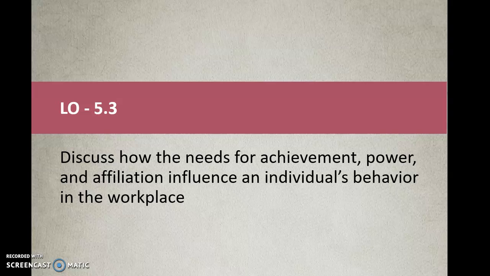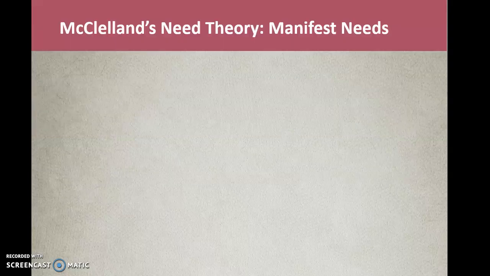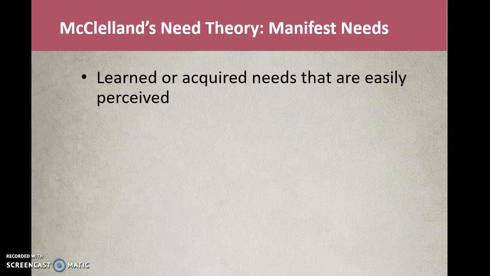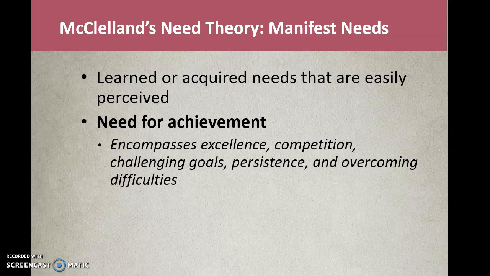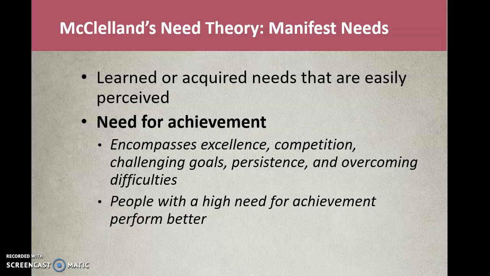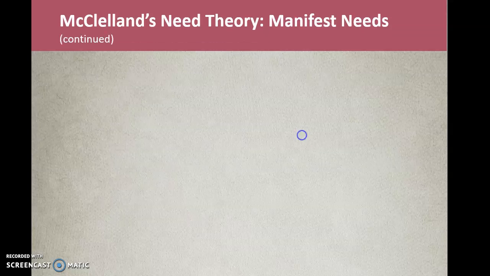But the one I really like, the next one that we're going to move into, is the need for achievement, power, and affiliation influencing the individual's behavior in the workplace. This is probably the one of the motivation theories that I buy into, and my favorite, McClelland's need theory, or manifest needs. These are learned or acquired needs that are easily perceived. The first one is a need for achievement, and that encompasses excellence, competition, challenging goals, persistence, overcoming difficulty. People with a high need for achievement will perform better.